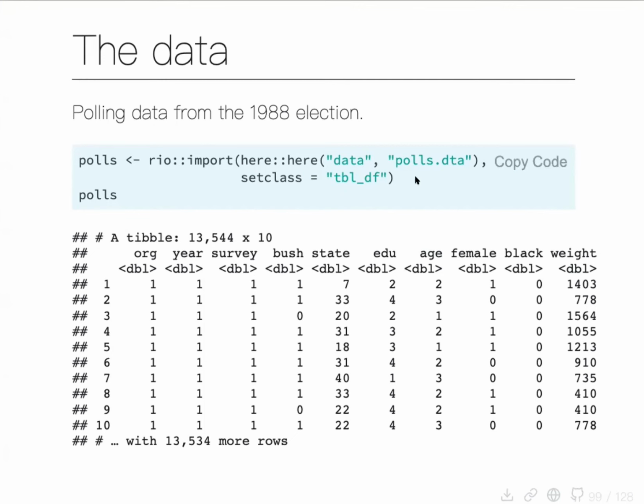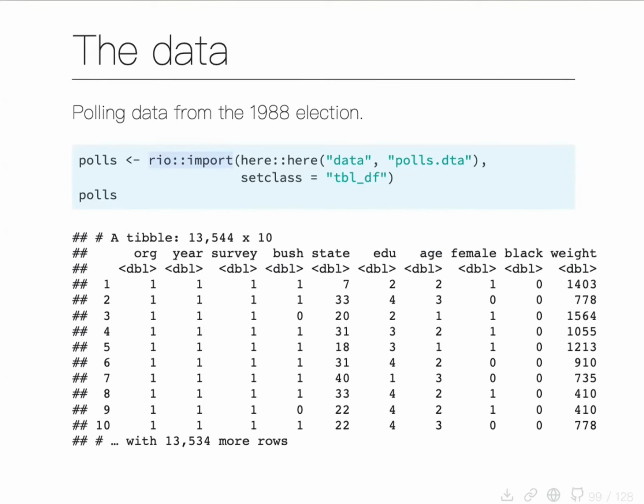I would like you to read in this polls data. You're going to have to use rio import, probably, because it's this DTA data type. And then you can do set_class to tibble on df, so it'll be a tibble if you'd like. Otherwise, it'll be a standard data frame. I'll give you a minute to do that.